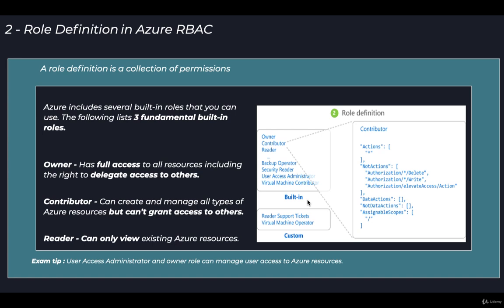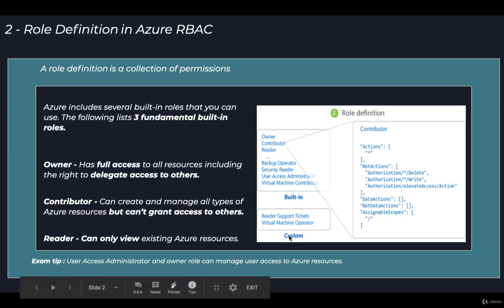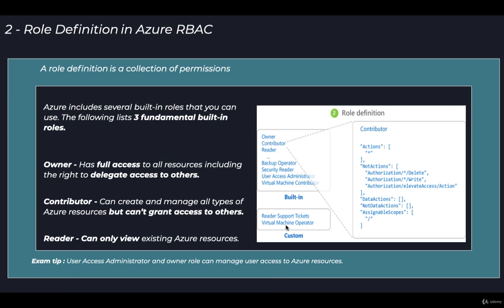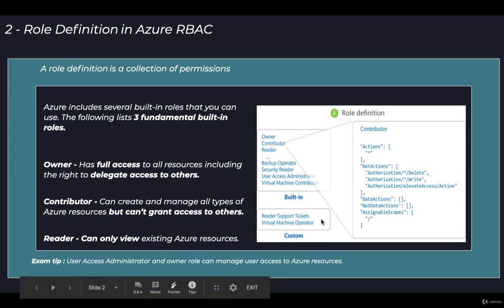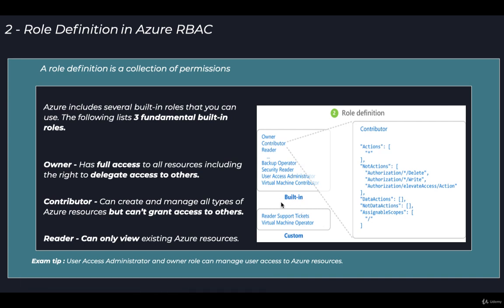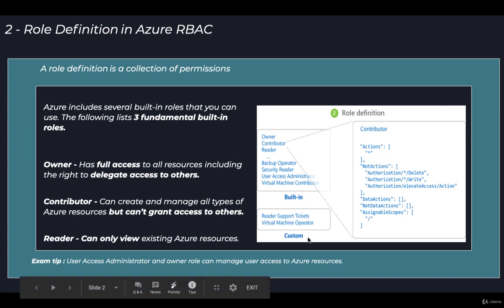But let's say there is a specific need, and the organization is looking to create some custom roles depending on the organization's need, the organization can do that, like the reader support, ticket operator, virtual machine operator role, and you can assign different types of permissions depending on the organization's need. So on a high level there are two types of roles, built-in roles and custom roles.